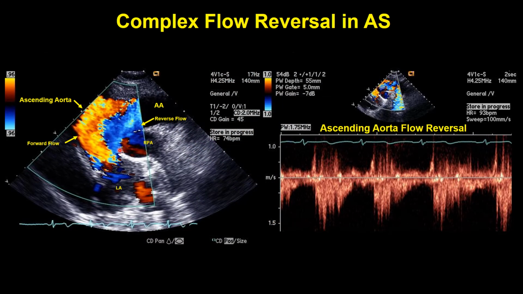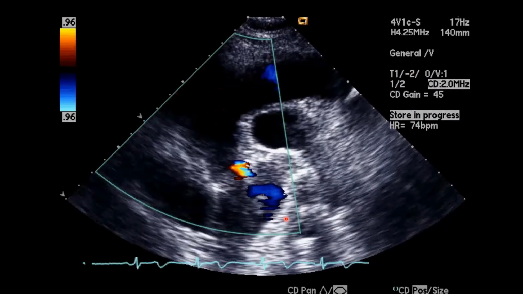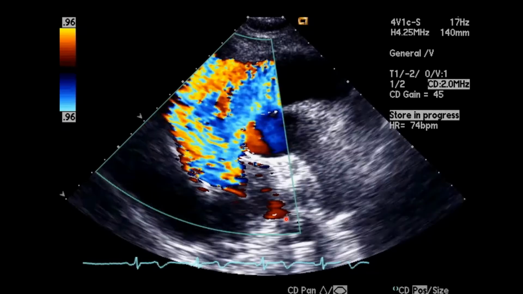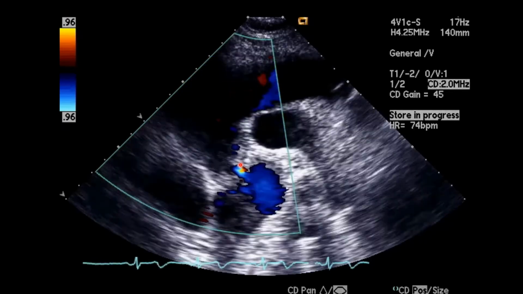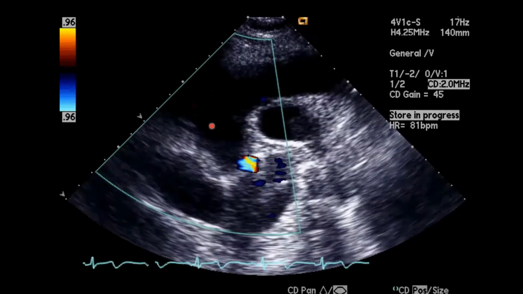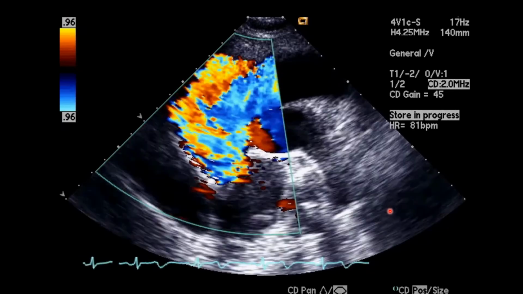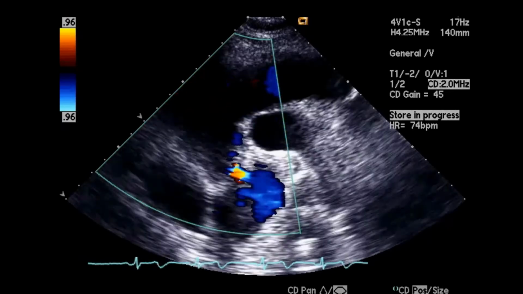The sample volume is placed right here, and we can see these fluctuating velocities with these spikes, and it even continues into diastole. So it's likely that this blood flow is coming from here. Okay, so we can see a little trace of aortic regurgitation, but it's just going too fast for us to see, so we'll have to go frame by frame.